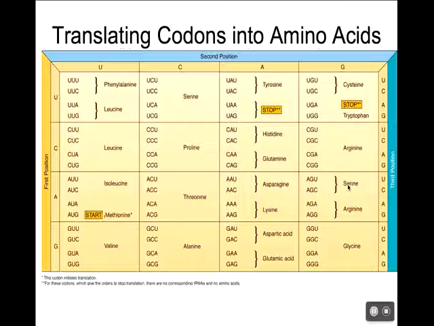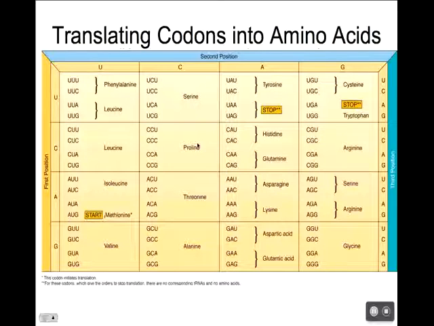First off, notice there is a start codon, and that is AUG. Translation will always start at an AUG. That is the start codon. It turns out that AUG also encodes the amino acid methionine. So for that reason, all proteins have methionine as their first amino acid. All of them do, because methionine is always encoded by AUG.